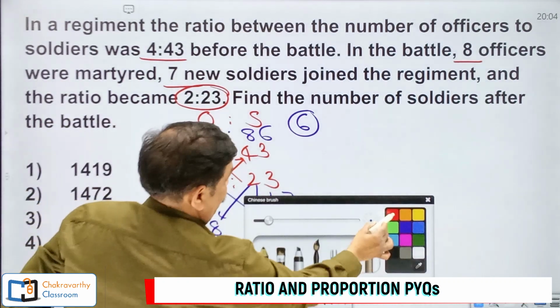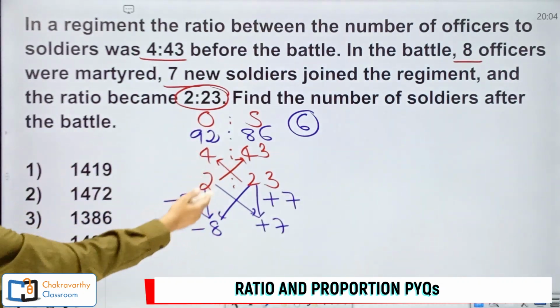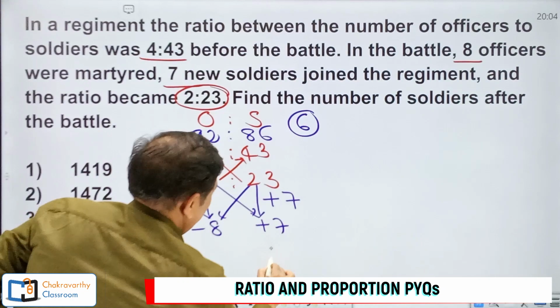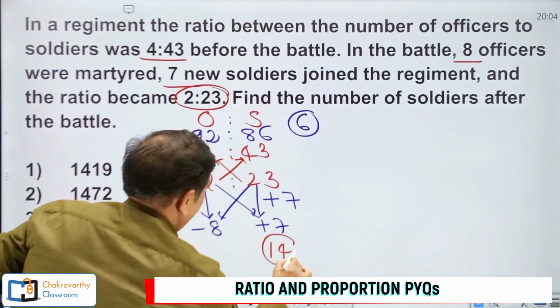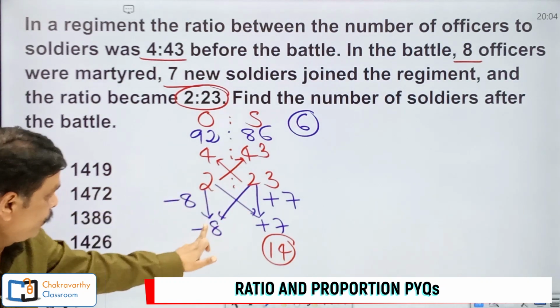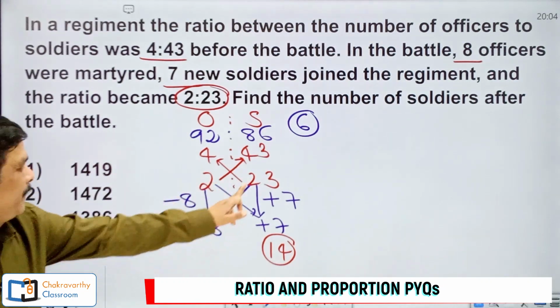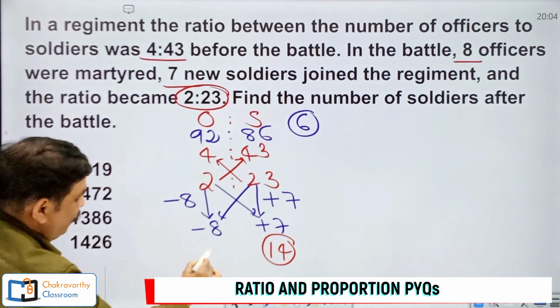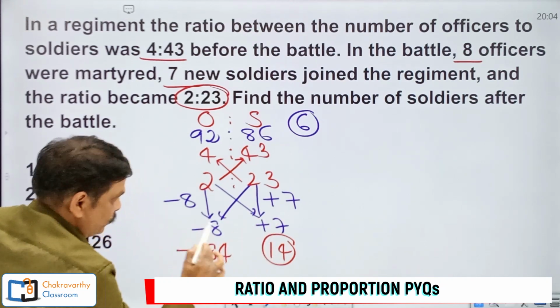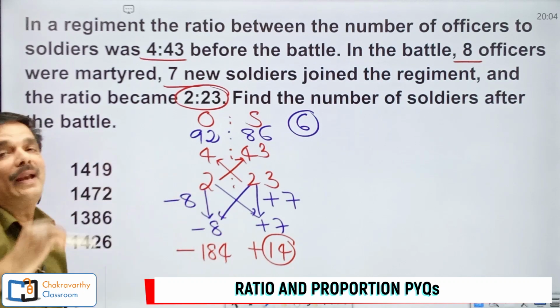If you go for the cross multiplication, you get the values. Just go for this one. This is 2 into 7, which is 14 at one place, and 23 into 8, so 20 into 8 is 160, plus 24, that is 184. But remember, students, here 184 is a minus value and 14 is a plus value.